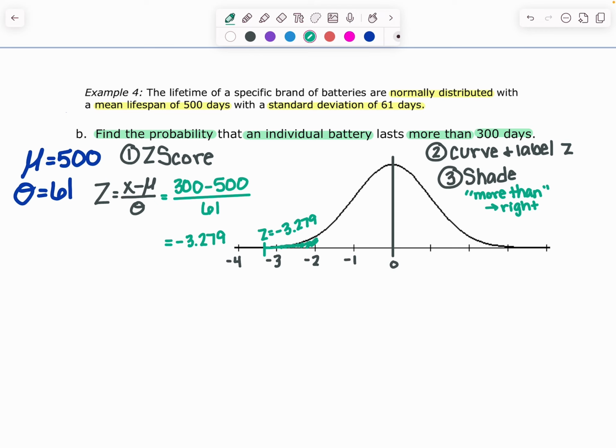So that's all of this. Now looking at this, it looks like I've shaded pretty much the entire curve. But remember, the normal distribution is an asymptote. So even though it doesn't look like there's any area left in between, there is. But this answer is going to be really close to 1 because there's very little space left.